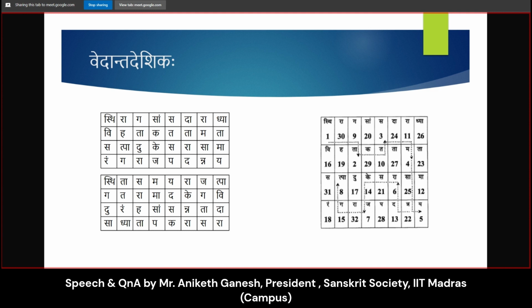So this is not much to do with mathematics as such. In fact, this verse is not even from a mathematical text. It is from Vedanta Desika's Paduka Sahasra, Paduka Shataka. Essentially it is a verse in praise of Mahavishnu's Padukas.